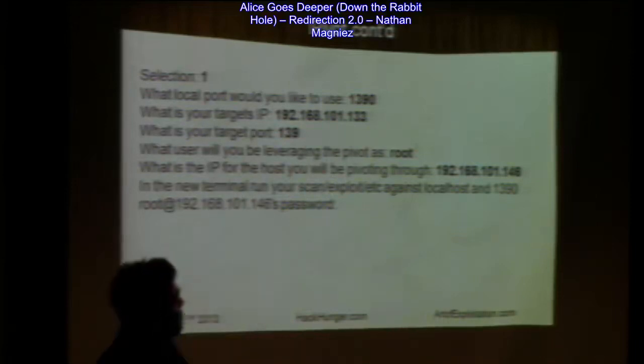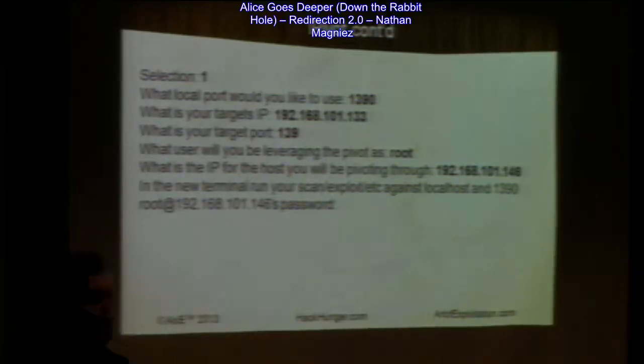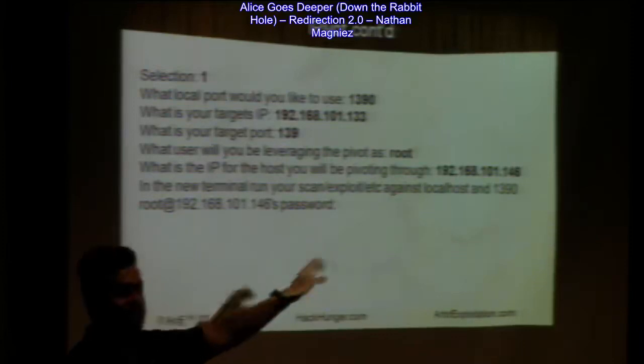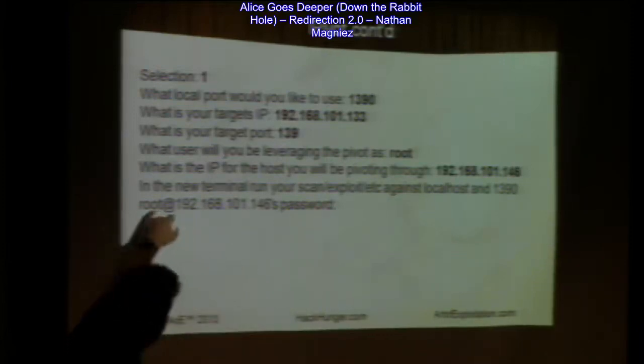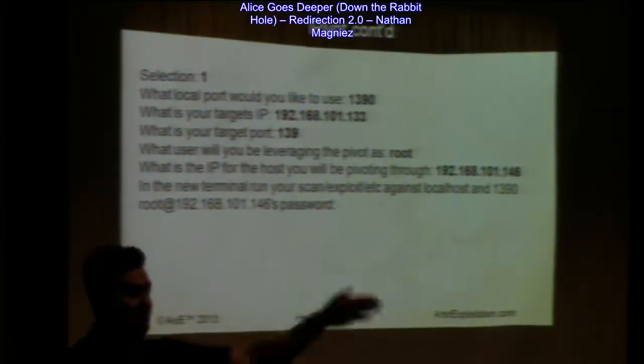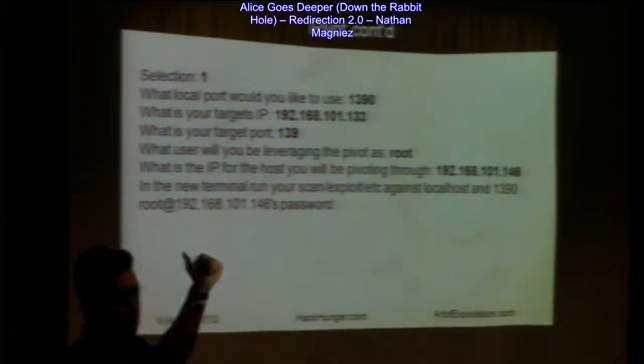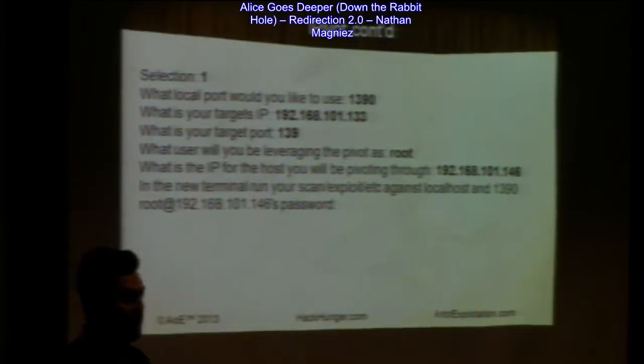What user will you be leveraging the pivot as? This is who you're logging into the redirector machine as. In this case, root. It then asks you for the IP address of that machine, that's the redirector, and it basically just SSHs into that box and sets up that SSH scenario for you, or the proxychain scenario that we saw before.